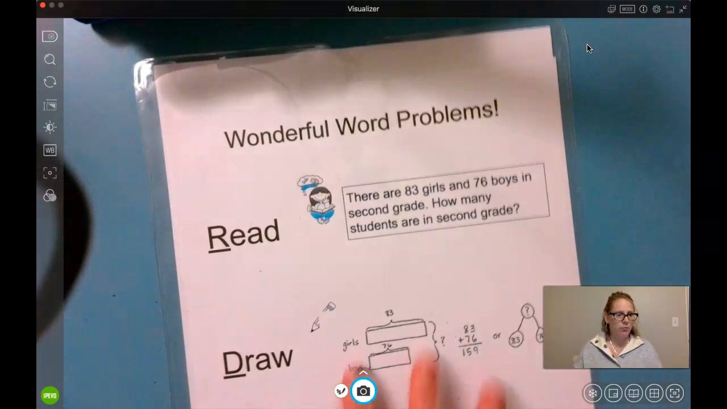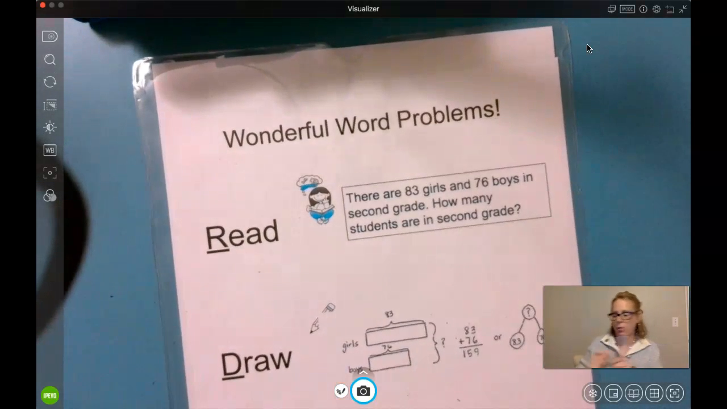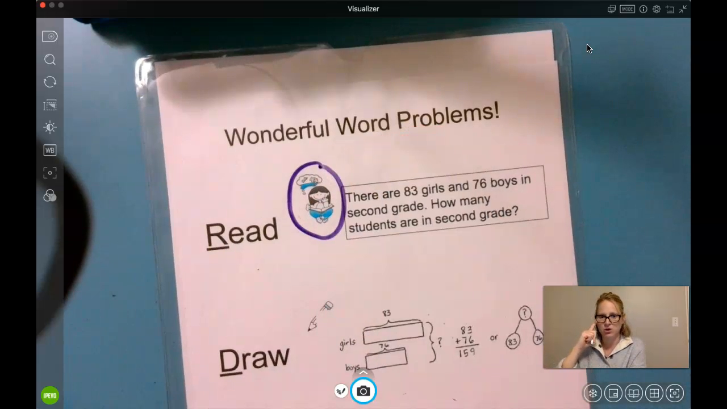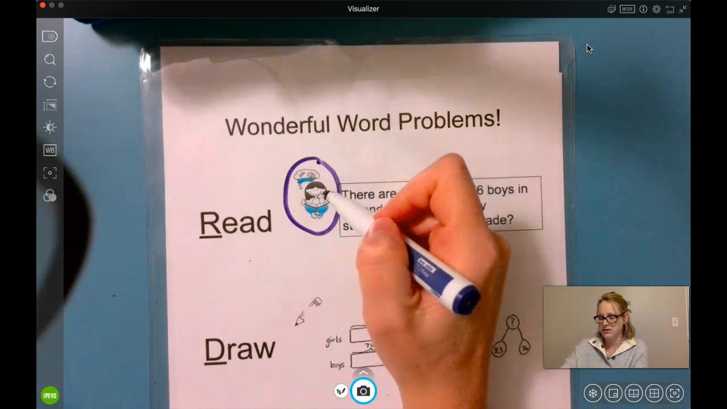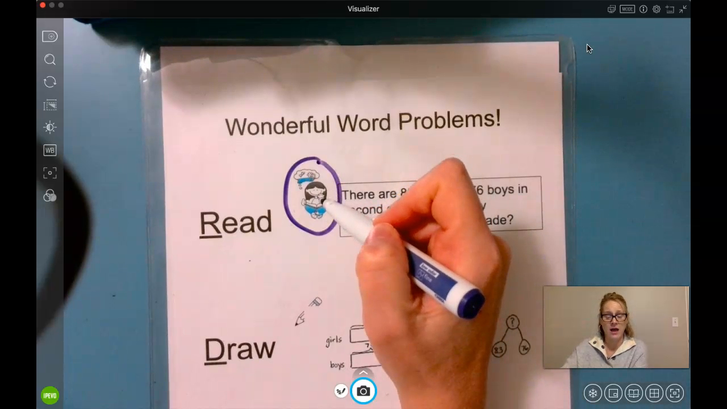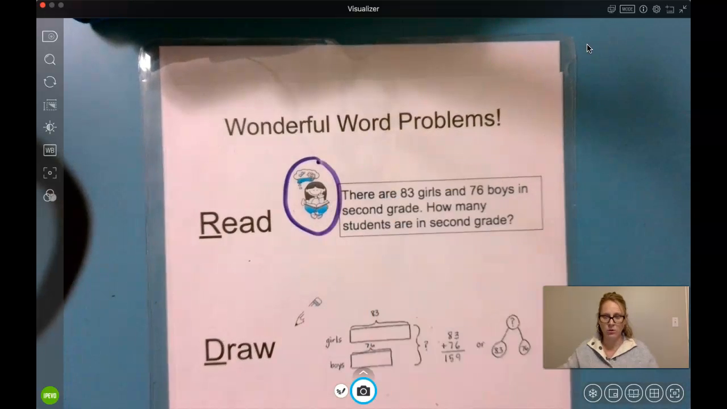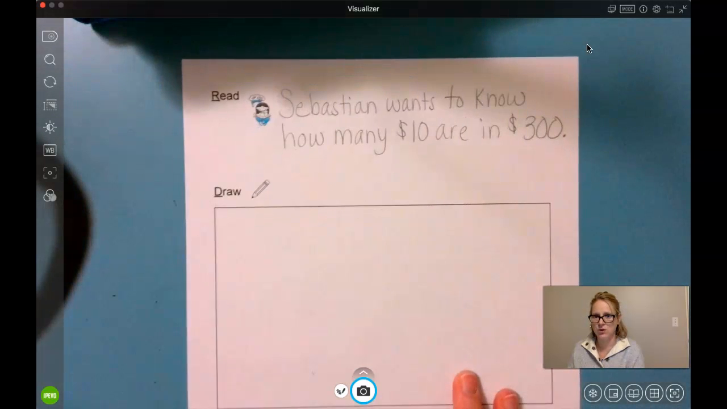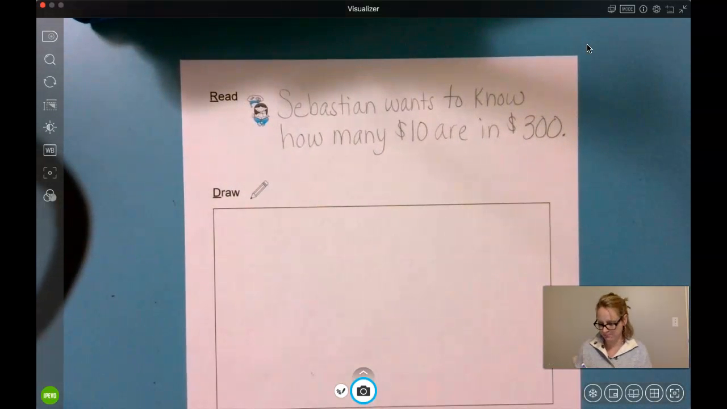We're going to start how we always start by reading our problem. And as we read, I want you to visualize and get a picture in your head of what's happening, just like this little girl is getting a picture in her head as she's reading her problem. If it helps you, close your eyes while I read so you get a picture in your head of what's happening here. Sebastian wants to know how many $10 bills are in $300.